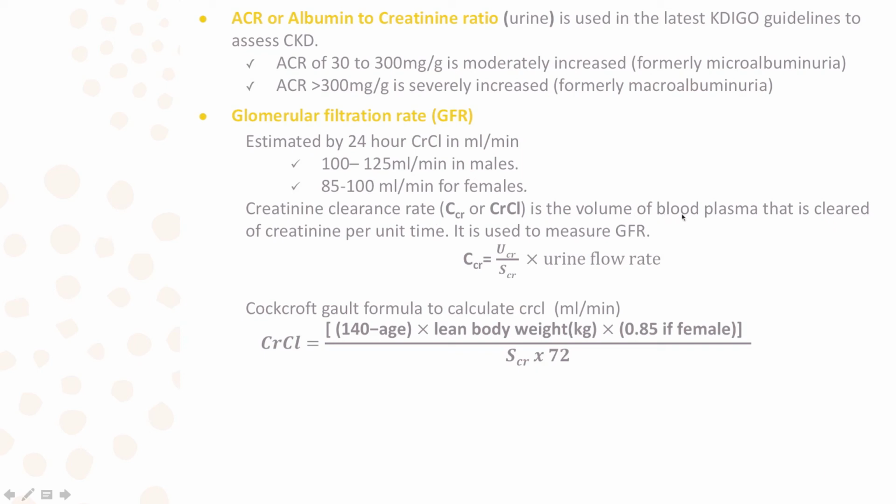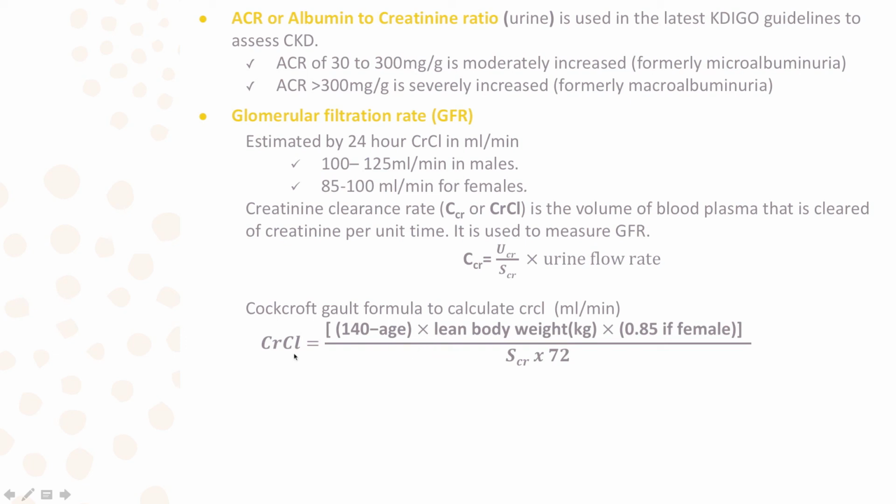Normally it is 100 to 125 in males and 85 to 100 in females. So this creatinine clearance rate is the volume of blood plasma that is cleared of creatinine per unit time. How much creatinine is passing through the glomeruli per minute is called the creatinine clearance rate, and it is found like this: urine creatinine divided by serum creatinine, multiplied by urine flow rate, right? Urine flow rate like 0.5 ml per kg, like that.